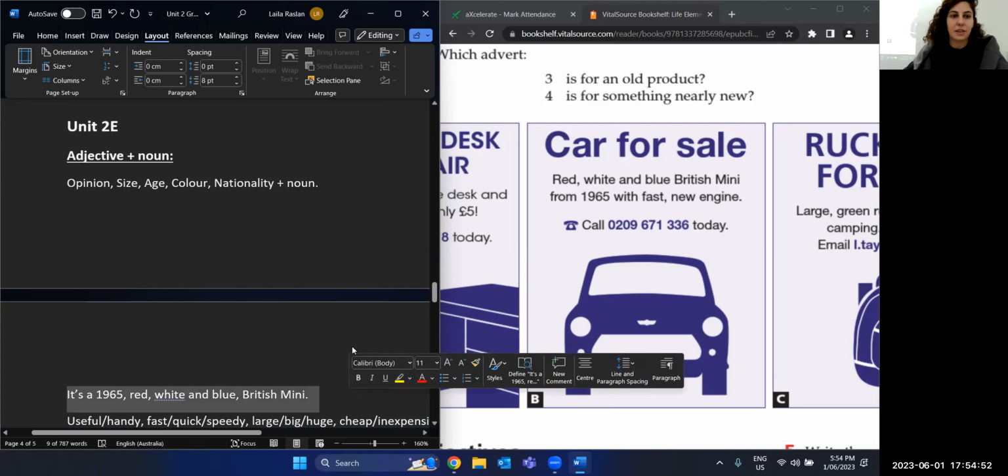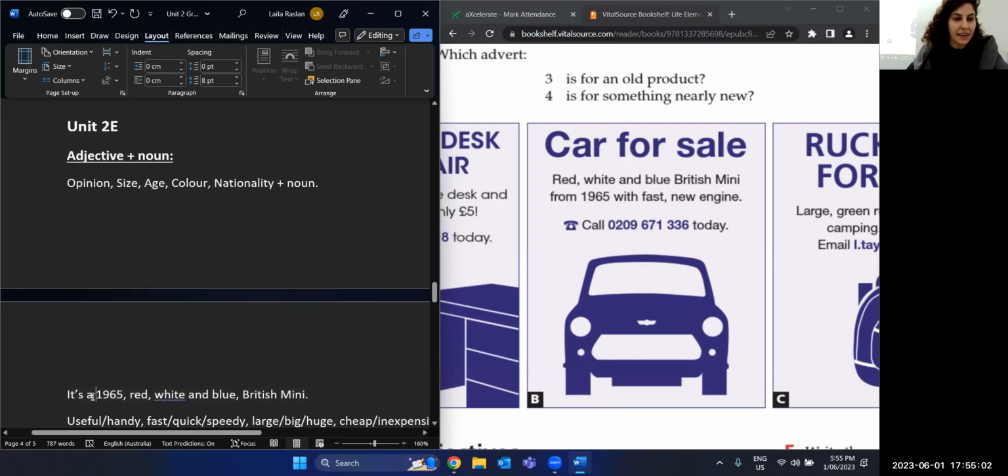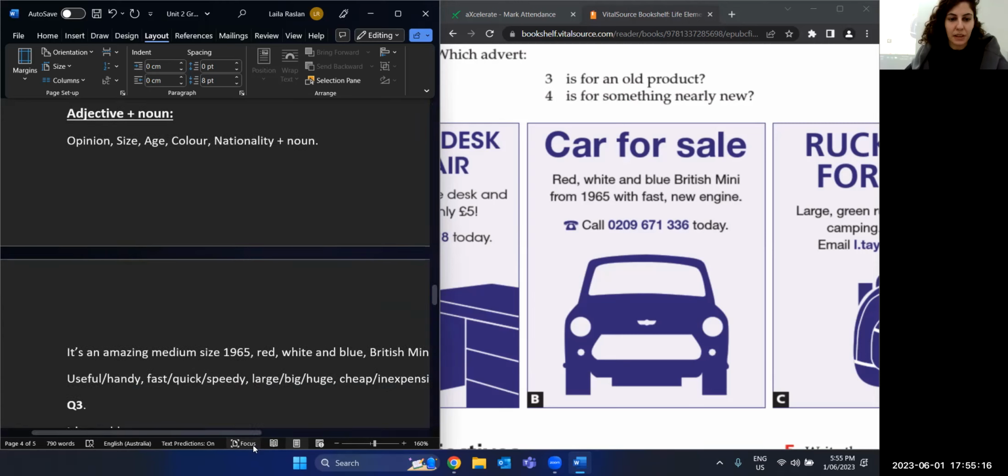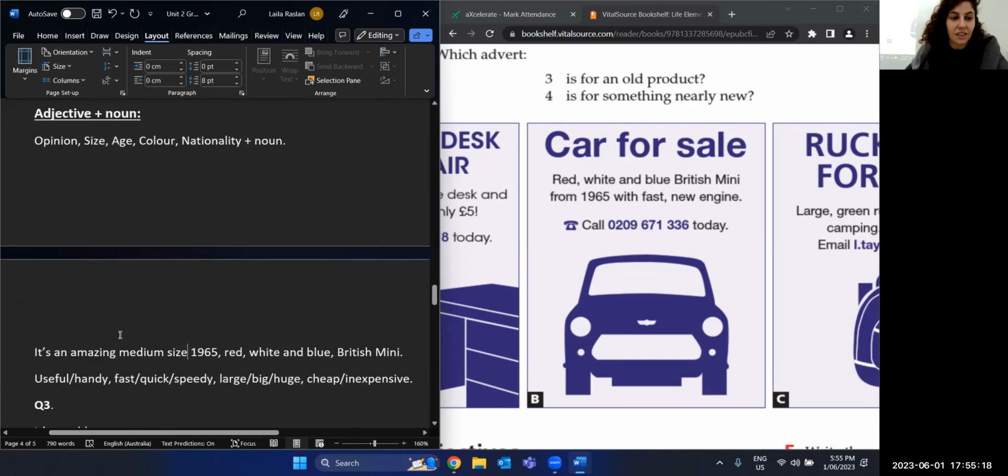That's my sentence because I used adjectives in the order. If I want to give an opinion, it's an amazing medium size 1965 red, white, and blue British Mini. So can you see how I can add my opinion?